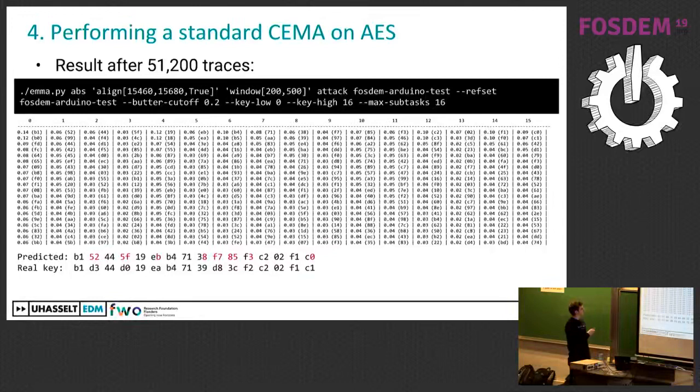However, for the second byte, it incorrectly thought that the key byte was 52, whereas we really used D3. So there's clearly some room for improvement, and let's see if we can do that using machine learning.